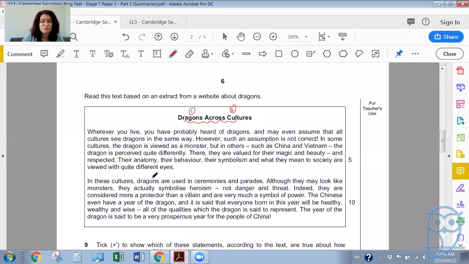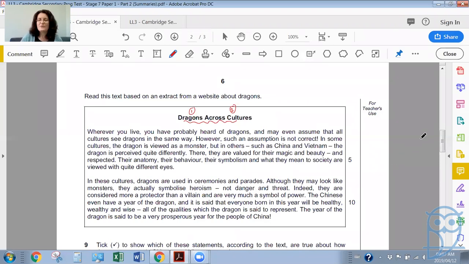In these cultures, dragons are used in ceremonies and parades. Although they may look like monsters, they actually symbolize heroism, not danger and threat. Indeed, they are considered more a protector than a villain and are very much a symbol of power. The Chinese even have a year of the dragon, and it is said that everyone born in this year will be healthy, wealthy, and wise. All of the qualities which the dragon is said to represent. The year of the dragon is said to be a very prosperous year for the people of China.